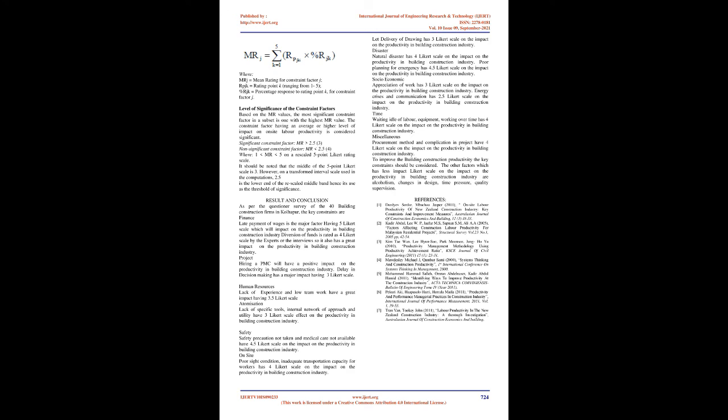Time. Waiting idle of labor and equipment, and working overtime have 4 Likert scale on the impact on the productivity in the building construction industry. Miscellaneous. Procurement method and complication in project have 4 Likert scale on the impact on the productivity in the building construction industry. To improve the building construction productivity, the key constraints should be considered.